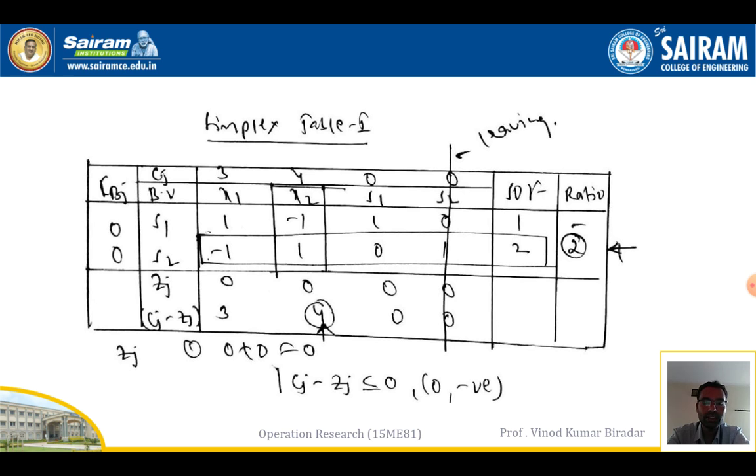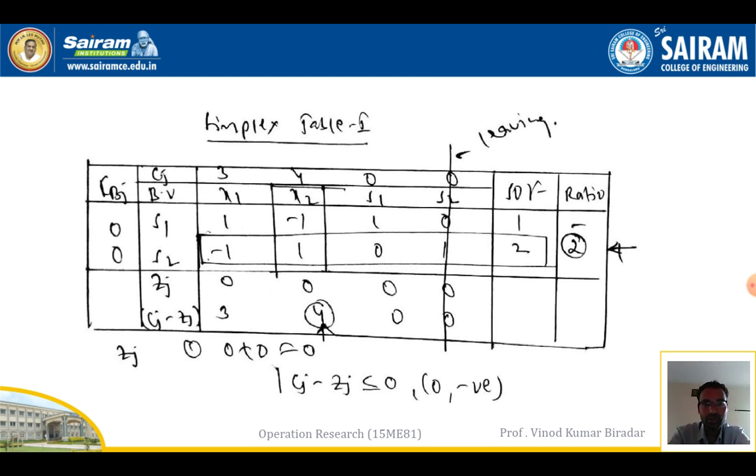Here in the solution again we have to calculate the ratio. How to calculate the ratio? Here the solution is divided by the selected column. So 1 divided by minus 1 is minus 1. Okay, and 2 divided by 1 is equal to 2.